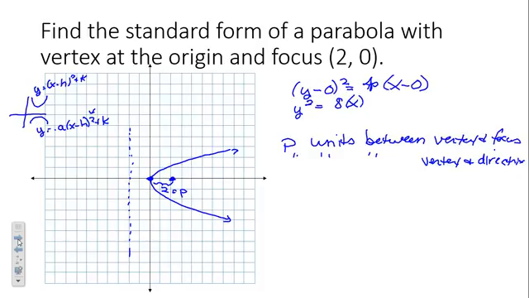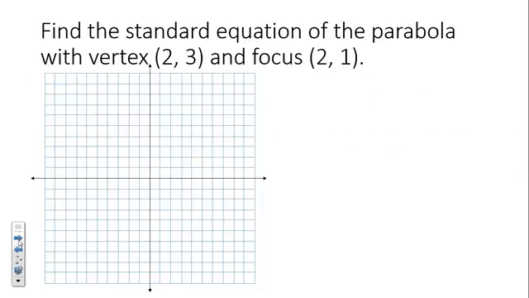Okay, that's all. They just asked us to find the standard form. They gave us a vertex at the origin and a focus, and that's our equation. Now they get a little tougher because we're not always going to be at (0, 0), but away we go. Everybody good with this one? Ready for the next? Okay. Absolutely. Okay.